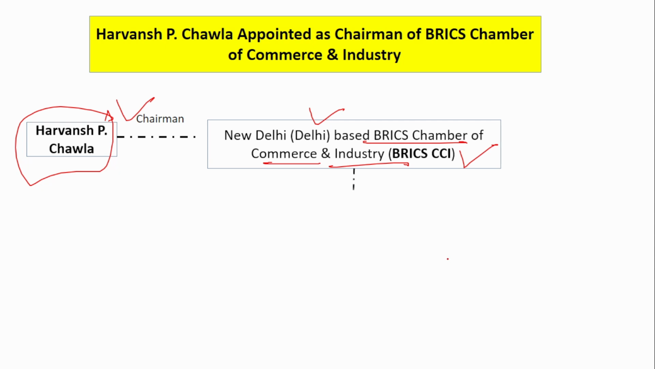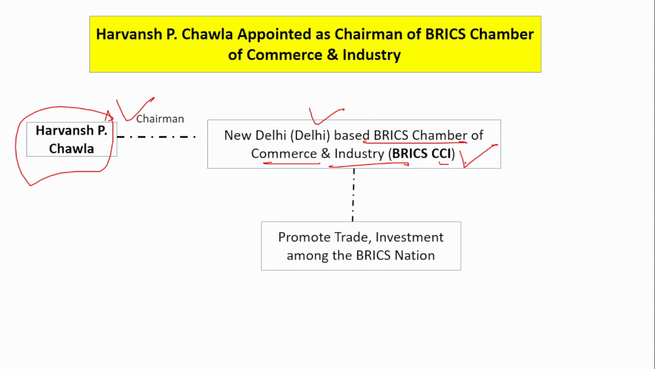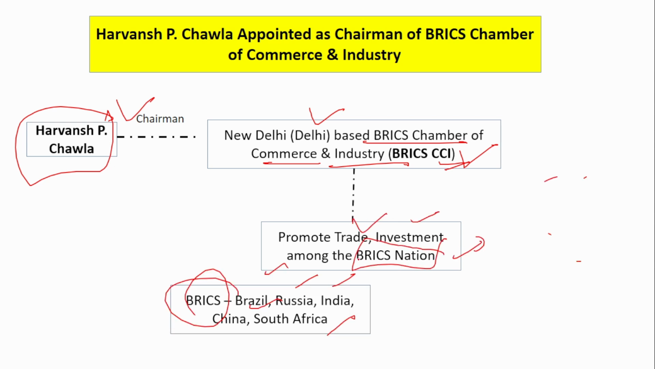Okay. So what is the purpose of this CCI? It will promote trade, investment, and also cooperation among the BRICS nations. The BRICS full form is Brazil, Russia, India, China and South Africa, and in 2024 the BRICS expanded. So in the comment section you have to tell me what are the other BRICS countries. Okay, I have mentioned the full form of BRICS, but you have to tell me the other countries of the BRICS.